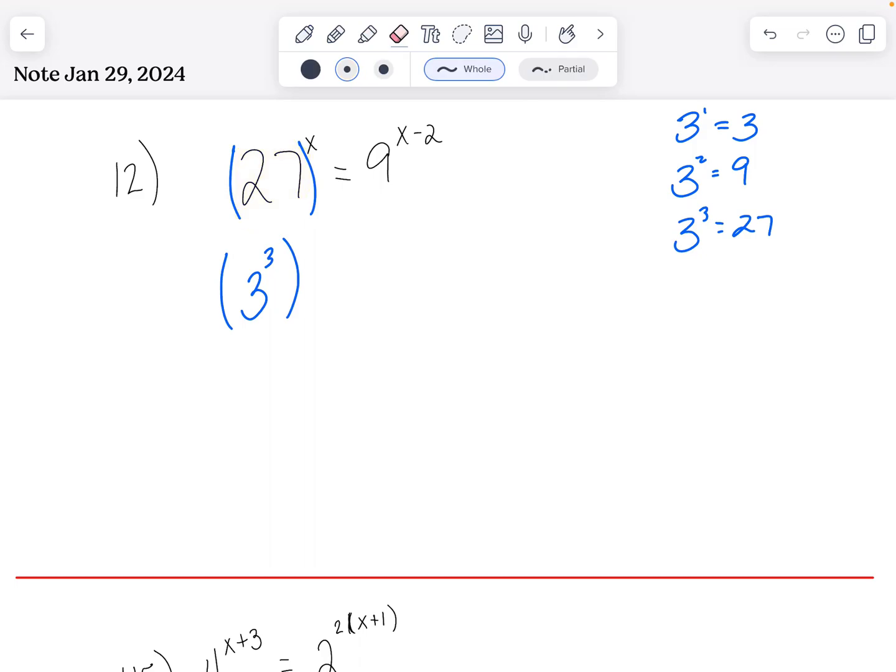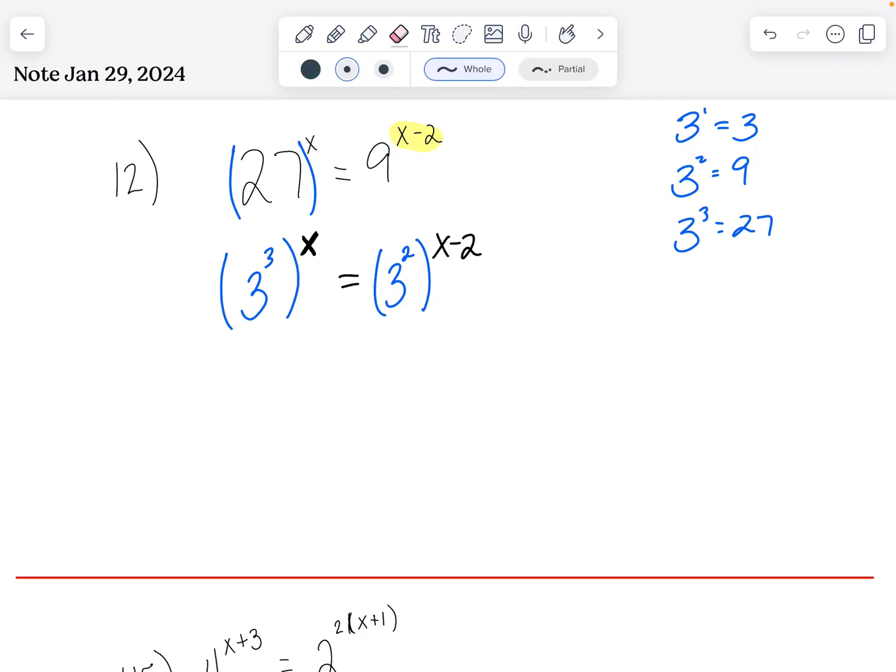But don't forget, I have an x here. I have an exponent that was already there before. I have to make sure that I bring that down. This 9 I can rewrite, instead of 9, as 3 to the second power. But again, I cannot forget to bring down this exponent, this x minus 2.